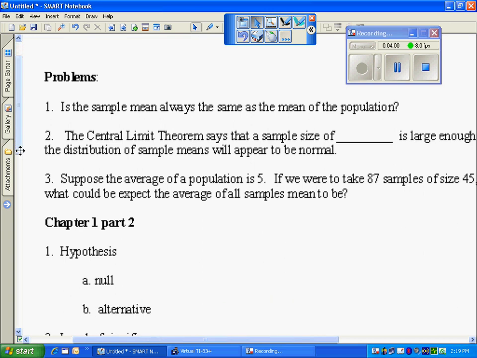The first is the central limit theorem. The central limit theorem says a sample size of 30 or more is going to be large enough to assume that I'm going to follow a normal distribution, even though my population didn't. My sample means will. And because I'm looking at the sample mean, I can use a normal distribution. Is the sample mean always going to be the same as the mean of the population? No, it's not. That's why we say it follows this distribution.